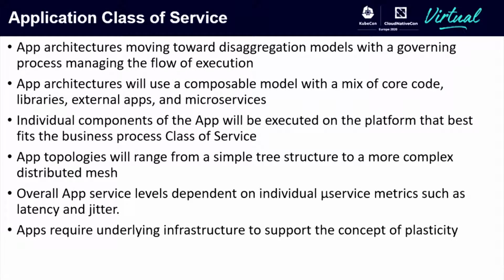Application architectures are shifting towards a more disaggregated model, offering greater agility, supporting elasticity, and providing greater control for software quality assurance. By leveraging a scale-out disaggregated model, applications have the ability to be deployed using a composable model with a mix of core code, libraries, open source, external applications, and microservices. But the individual components of the application will be executed on the platform that best fits its function given the context of the overall class of service.